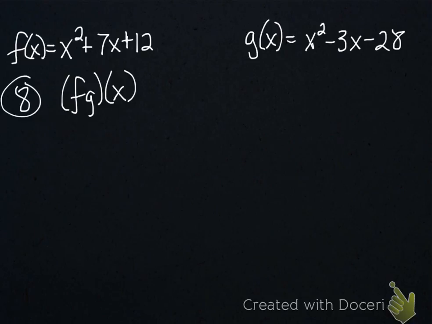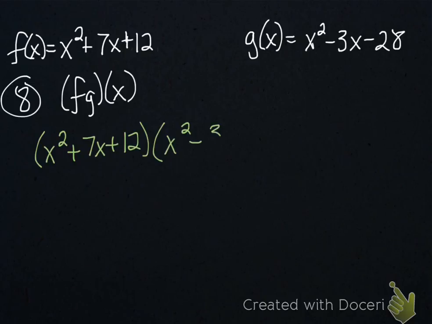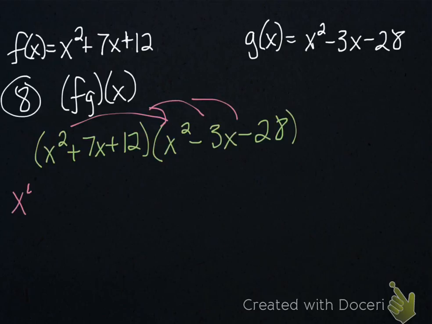Number 8. What's the operation? We're multiplying. Okay, this is going to get a little tricky. I have a quadratic trinomial times a quadratic trinomial. Let's write that out. X squared plus 7x plus 12 times x squared minus 3x minus 28. Okay, so start with the x squared. Distribute it to everything. So I have x to the 4th minus 3x cubed minus 28x squared.